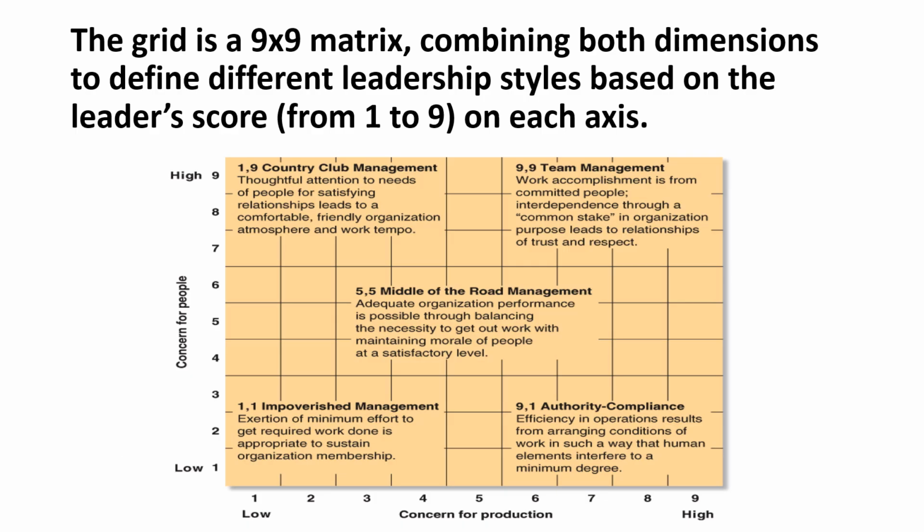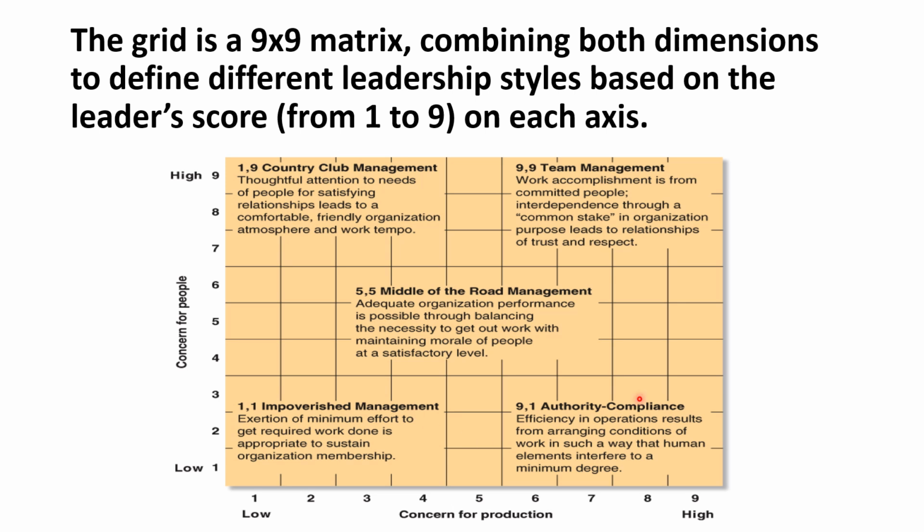Look at this diagram that is presented. The grid is a 9-9 matrix, combining both dimensions to define different leadership styles based on leaders' scores of 1-9 on each axis. On the y-axis, you note this is concern for people, and on the x-axis we note concern for production.